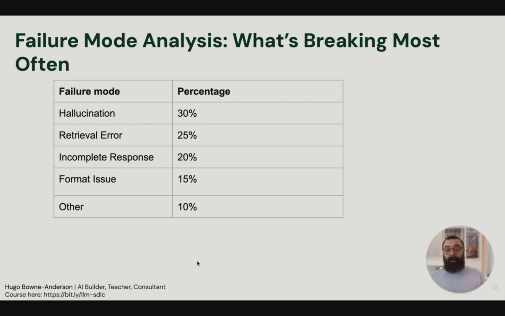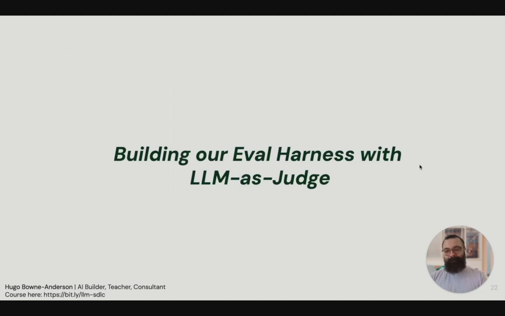And to be honest, when you eyeball your data, it may be the format issues which are more obvious because they catch the eye, right? And you might be like, oh, I want to fix those first. But they only account for 15% of the failures. So if you focus on retrieval and hallucination, you could get 55% lift, right? As opposed to only 15 if you focus on format. Look, if you do this, it will become apparent what to work on.